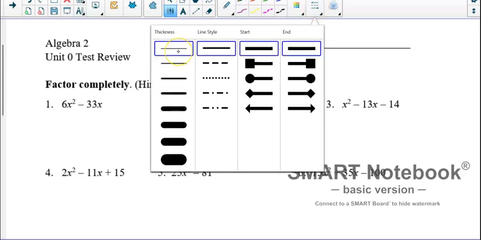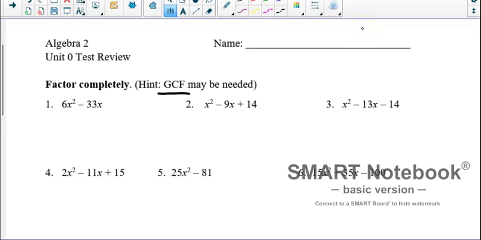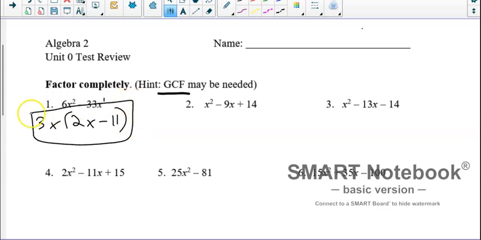So, we look at the numbers 6 and 33. 6 does not go into both of them, but 3 does. So, we can pull a 3 out. Also, notice they both have an x, at least one x. X to the first power, so we're going to take that out. And now we just start dividing. 6 divided by 3 is 2. X squared divided by x is x. Negative 33 divided by 3 is negative 11, and the x's cancel, and we're finished. And that's all we can do. That is the final answer.